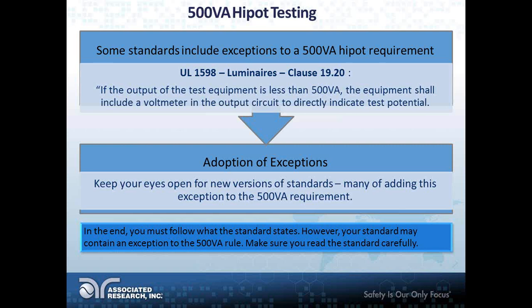In the end, you have to follow what the standard says. If your standard says you need a 500 VA unit, you're going to have to suck it up and get a 500 VA unit. But the one thing you should really look at is if your standard does contain an exception to the 500 VA rule. And no matter what standard you have, it's going to be very similar language to what I have here.